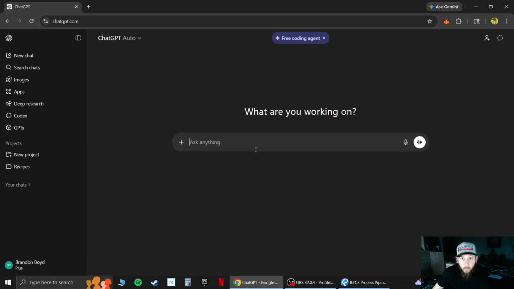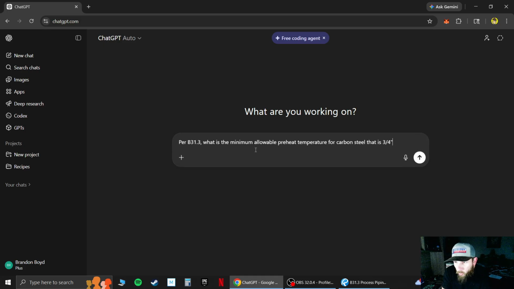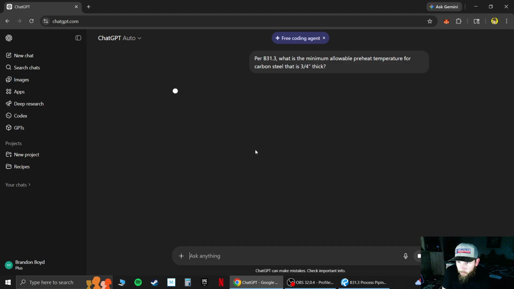Now let's try another one. This time let's ask, per B31.3, what is the minimum allowable preheat temperature for carbon steel that is 3/4 inch thick.